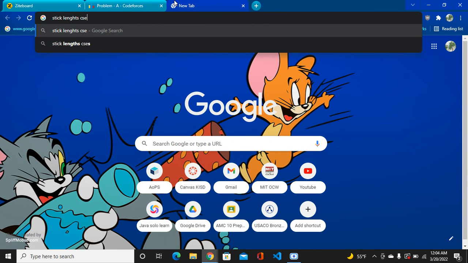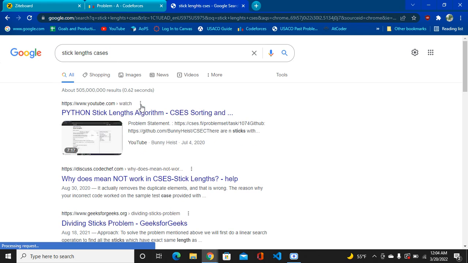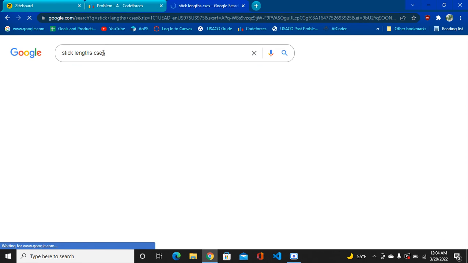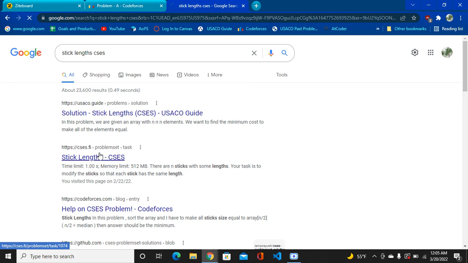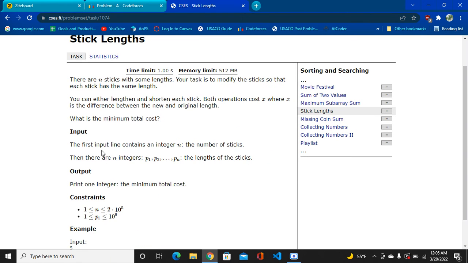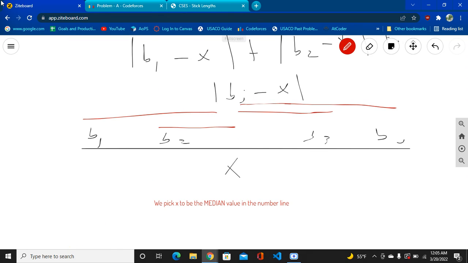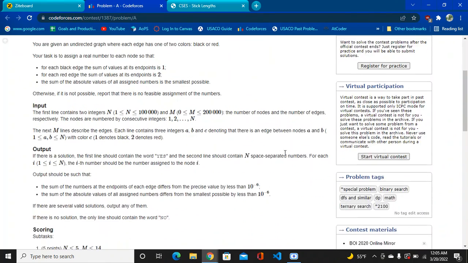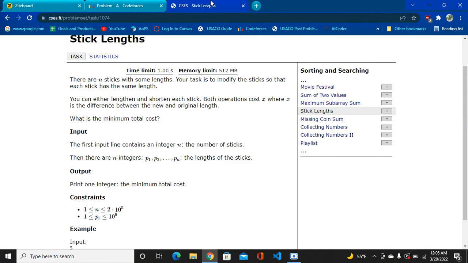See, I've already done this problem, but look, this is the problem. We've literally reduced this 2100 Codeforces problem into this problem. If you remember this problem, this is the absolute same thing.